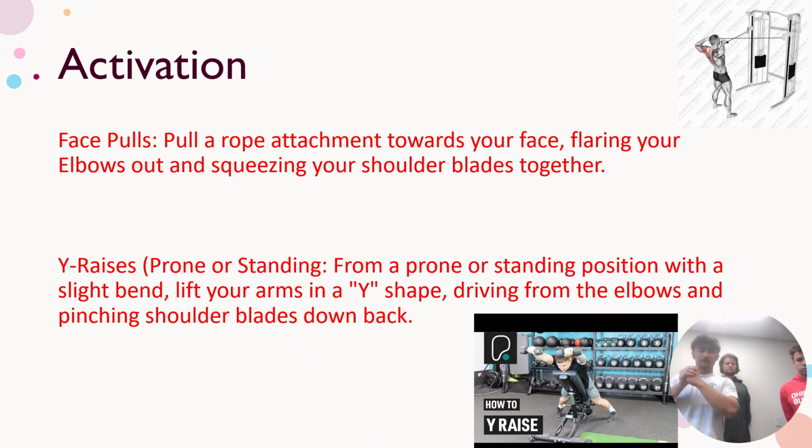For the lower trap, you want to do Y raises. So starting in a prone or standing position with a slight bend, lift your arms to form a Y shape, driving your elbows and pinching your shoulder blades down and back.